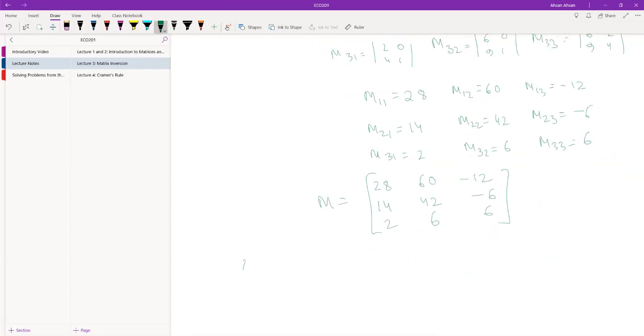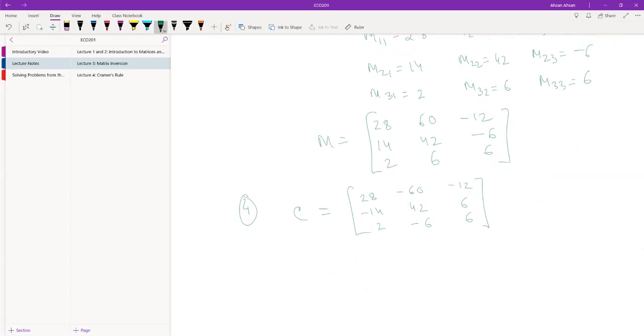Step 3 done. Step 4 is to calculate the cofactor matrix. And cofactor matrix, if you remember, was just changing the signs. So this will remain as 28. This is minus 60. This is minus 12, minus 14, 42, 6, 2, minus 6, 6. So once again, I rushed through this, but I have already shown you guys the method of what will remain as positive, what will see its sign change, and which element will not see its sign change. So just go back to that and go through it again. So we've got the cofactor matrix.